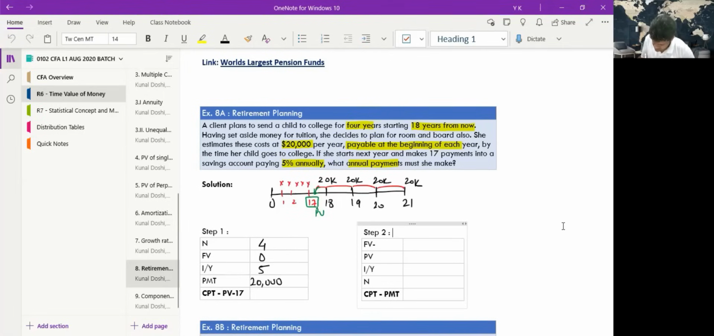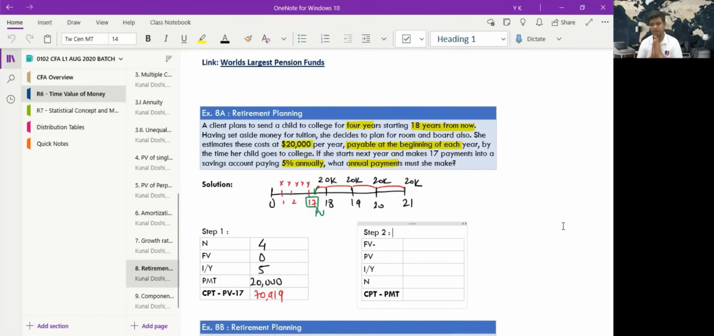70919. Yes, 70919. Well, this is going to be your present value, which is at point 17, PV 17. Now, this is the amount that you have to accumulate by the end of 17th year, so that you will be able to pay the $20,000 of your child's expenses for the next 4 years.